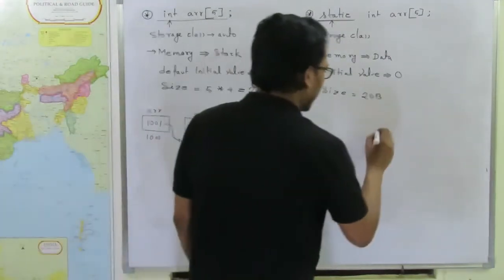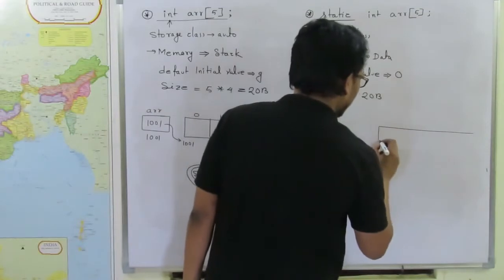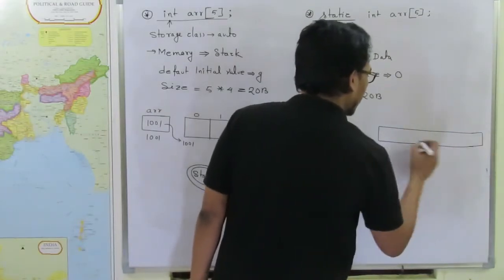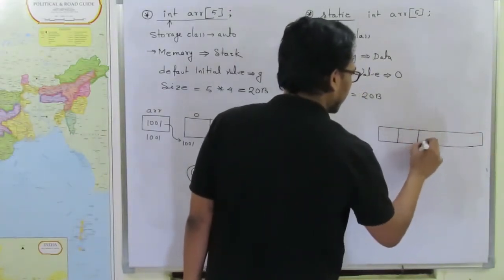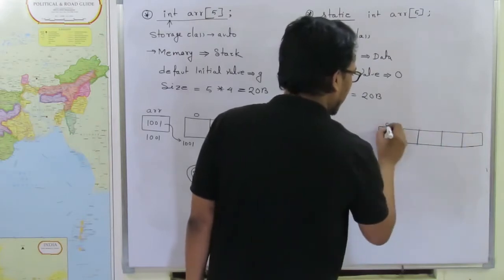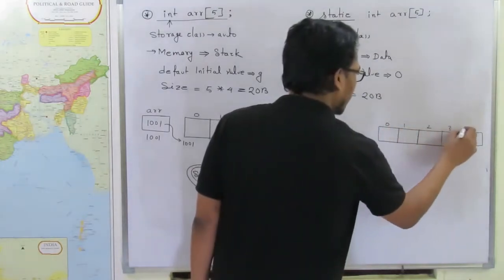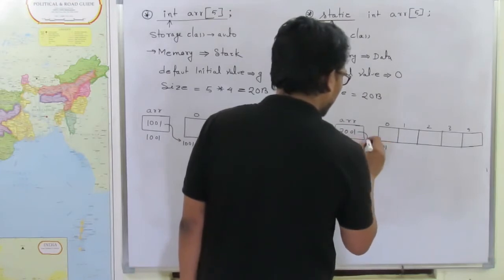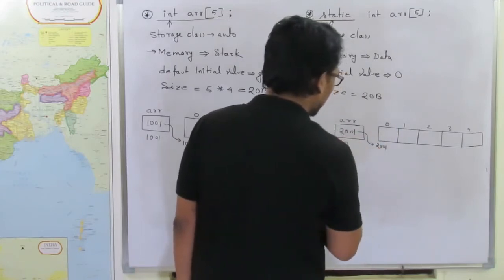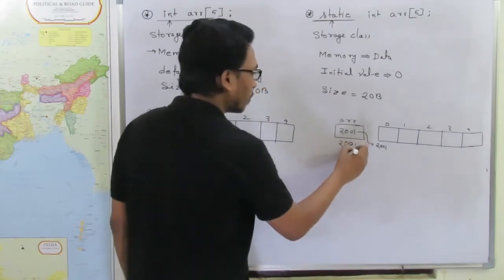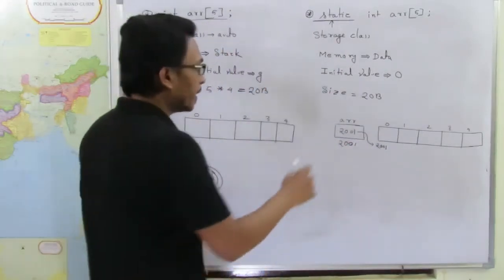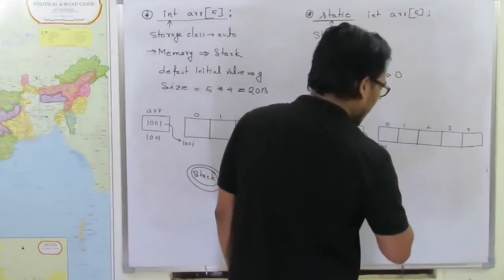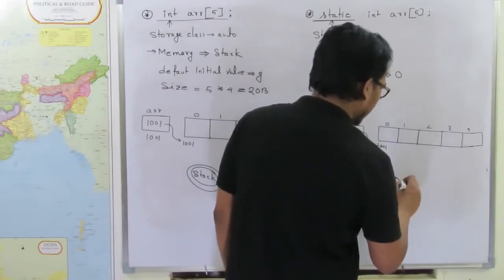Now coming to this particular declaration, here also a 20 byte memory block will be created. Index will be 0, 1, 2, 3, 4, and then arr, let's say 2001. This is our base address, and the address of arr is again 2001. Now here this memory will be allocated from the data section.